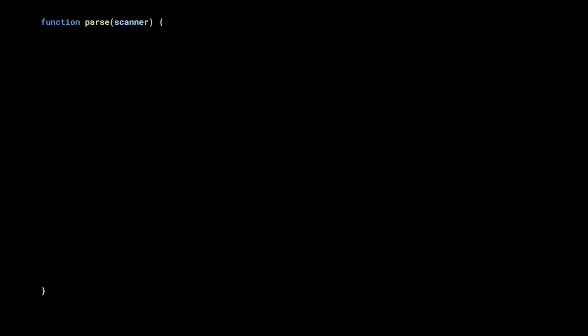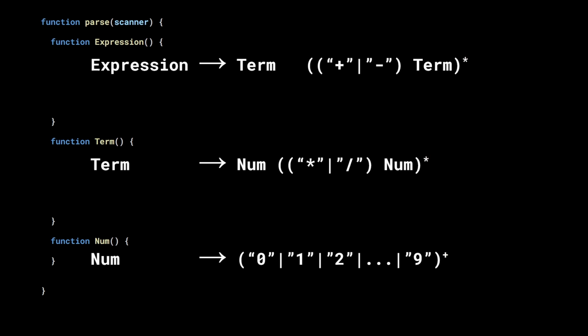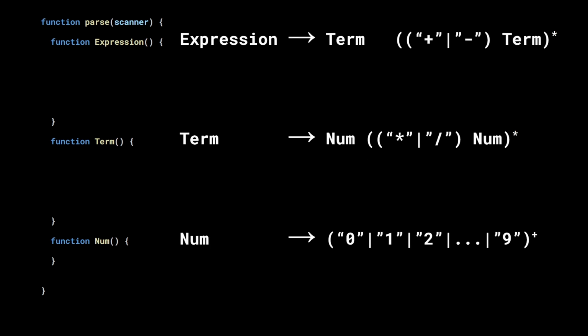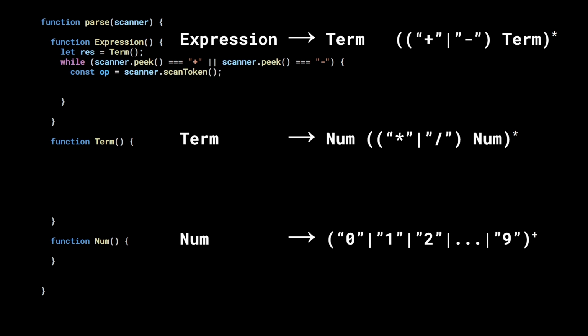Okay, now for the parser, I created this parse function that takes a scanner as a parameter. Inside it, I create one function for each non-terminal. We can implement them by looking at the production rules. So an expression starts with a term, then it can be followed by a plus or a minus and another term, 0, once or several times. So while we see a plus or a minus, then we store the operator, scan the next term, and apply the operation. Once we're done, we can return the results.